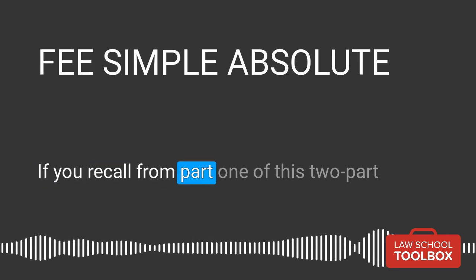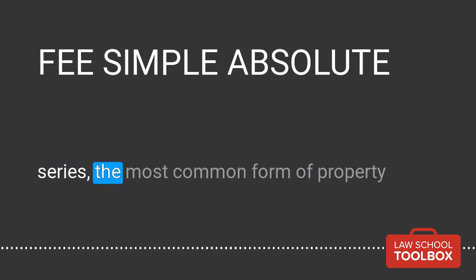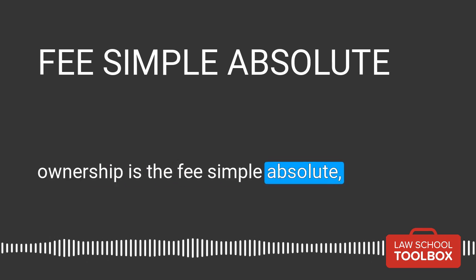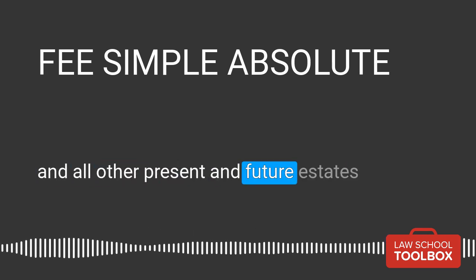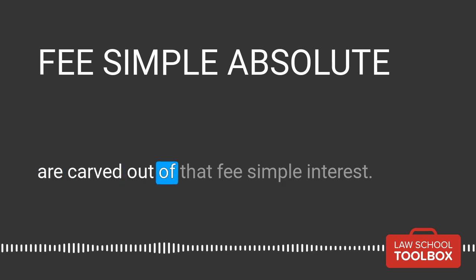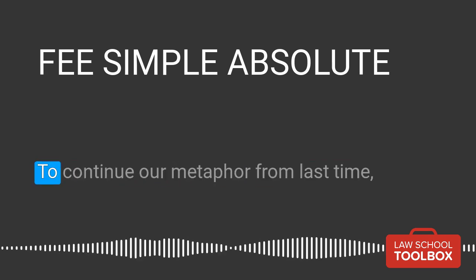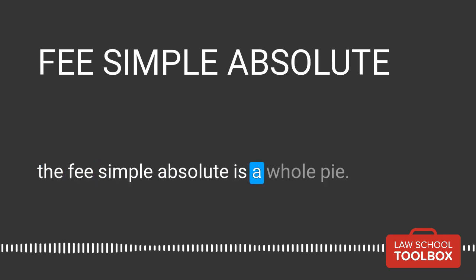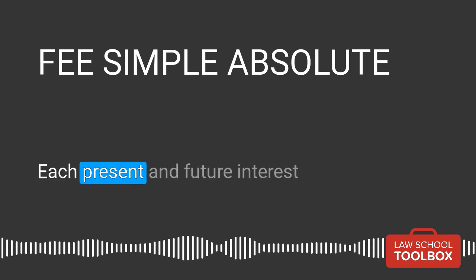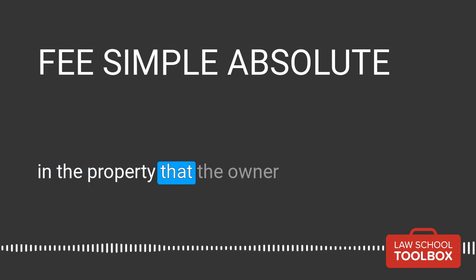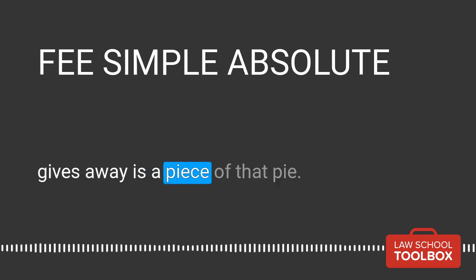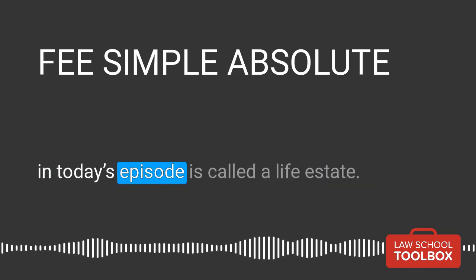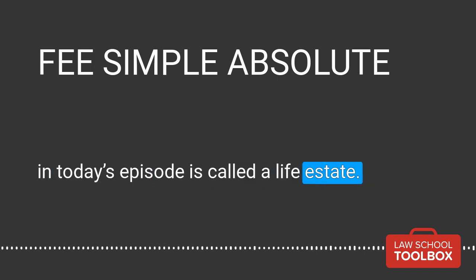If you recall from part 1 of this two-part series, the most common form of property ownership is the fee simple absolute, and all other present and future estates are carved out of that fee simple interest. To continue our metaphor from last time, the fee simple absolute is a whole pie. Each present and future interest in the property that the owner gives away is a piece of that pie. The first piece we're going to talk about in today's episode is called a life estate.